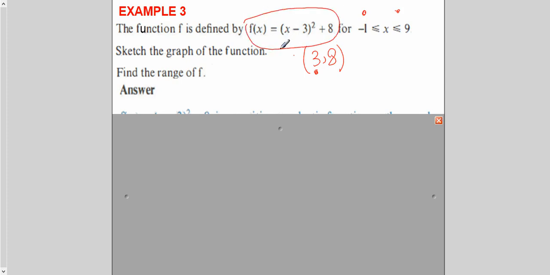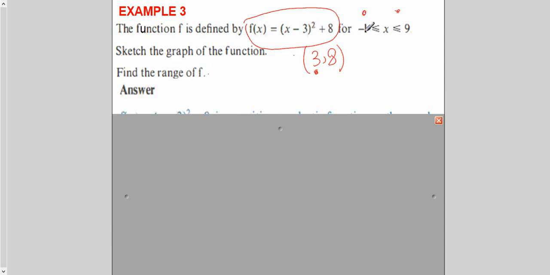I'm repeating what I have said. If the x coordinate of the turning point is in between the given domain, because 3 comes between minus 1 and 9 somewhere, so if the x coordinate of the turning point is in between the domain given to you for the function, then do not try to get the range of the function simply by substituting these values.